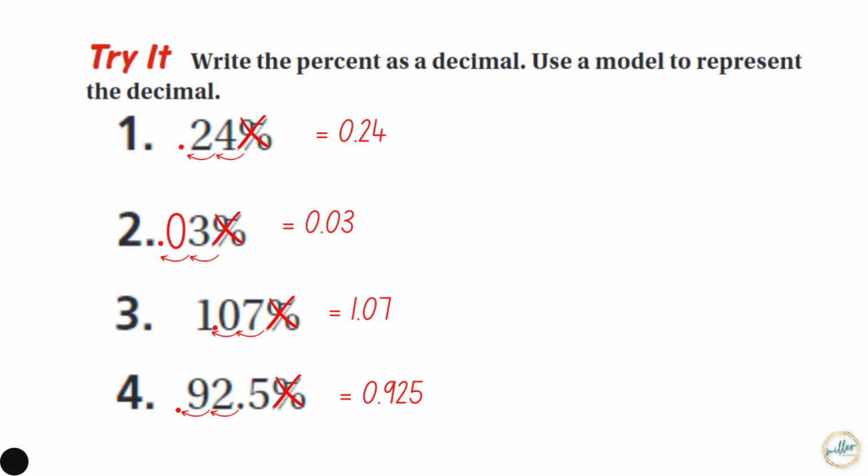Number 3, 107%. Since it's more than 100%, it's going to be equal to more than 1. Again, we remove the percent sign and then move the decimal point 2 places to the left, and it comes after the 1, 1.07, or 1 and 7 hundredths. And number 4, 92.5%. Remove the percent sign, move the decimal point 2 places to the left, and it becomes 0.925, or 925 thousandths.